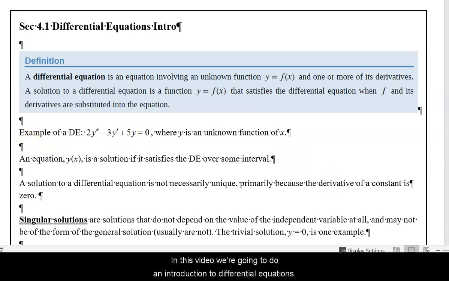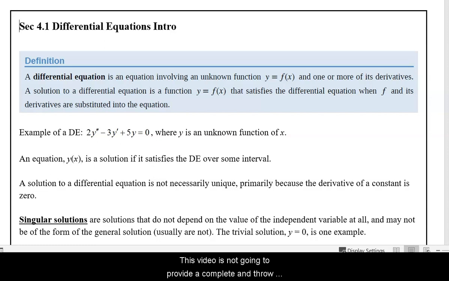In this video, we're going to do an introduction to differential equations. This is geared for a Calculus 2 course and is based on the OpenStax textbook on Calculus, Volume 2, Section 4.1, an Introduction to Differential Equations.